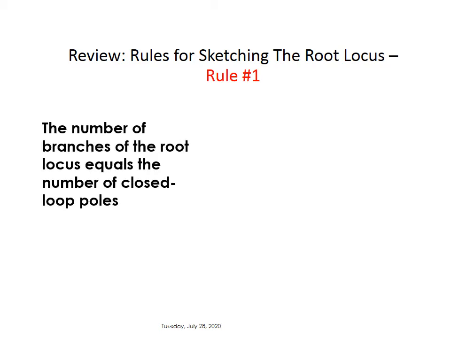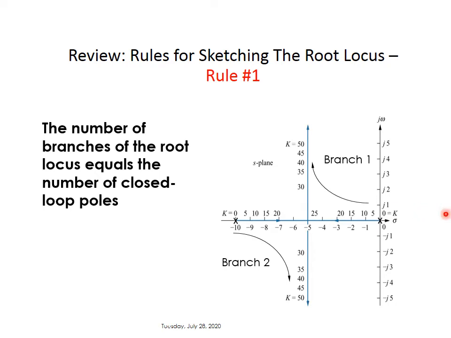As I said, there are certain rules, and here we go, the first rule in order to sketch our root locus. The first rule says that the number of branches of the root locus equals the number of closed loop poles. Okay, the number of branches. So what is a branch? Let's see. This is an example of what we have seen in last week's lecture. We have two poles that start at 0 and at minus 10. There are branches that go from minus 10 towards minus infinity in this direction, and from 0 to plus infinity in this direction. These two arrows, 1 and 2, we call branches. So we have the first branch and the second branch.